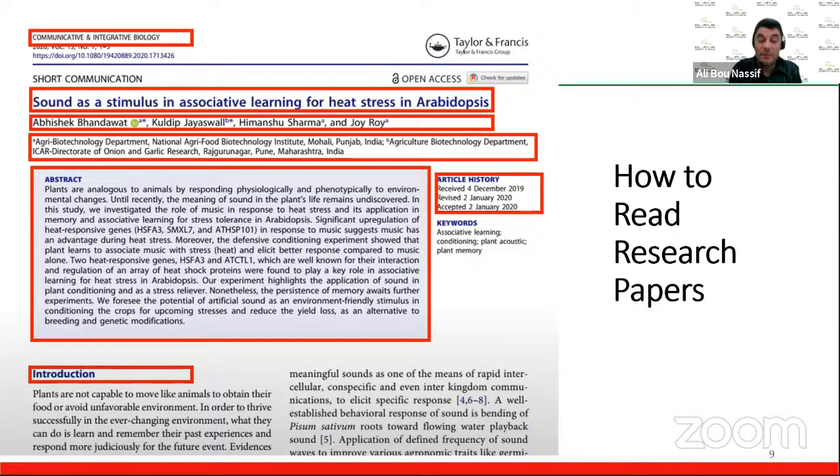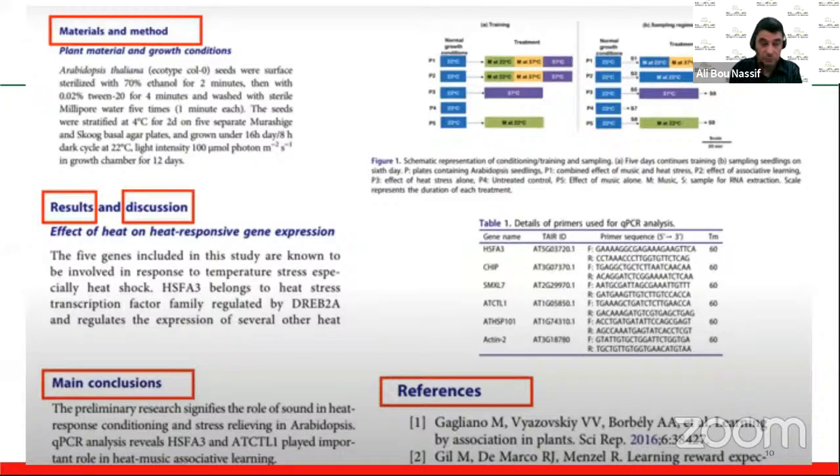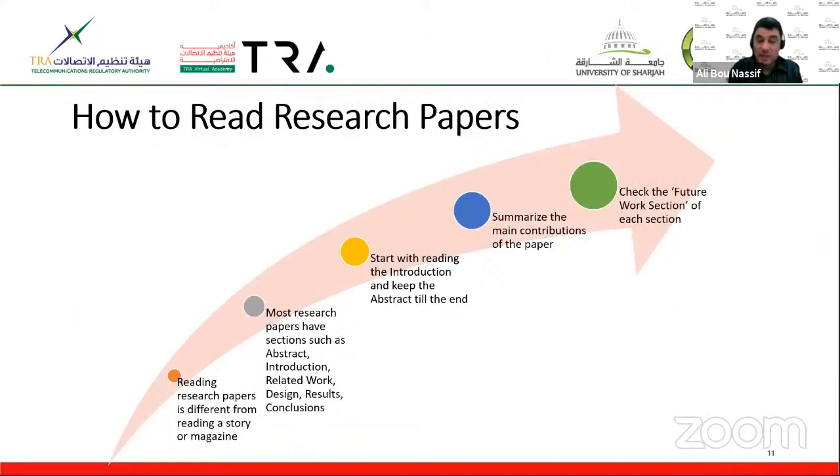So that's why it is recommended to start reading the introduction. You can leave the abstract to the end, because in the paper, the last thing we write is the abstract, by the way. You see here, the abstract is the first section in the paper, but it's the last section that's written. So we start with the paper, reading the introduction first, and then after that, you keep the abstract to the end.